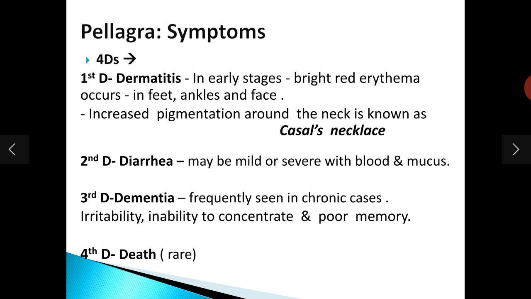Secondly, diarrhea, which may be mild or severe, with blood and mucus in stools. And thirdly, dementia, frequently seen in chronic cases. There you can see irritability, inability to concentrate and poor memory. If it is untreated and chronic, it leads to death, and that is rare.